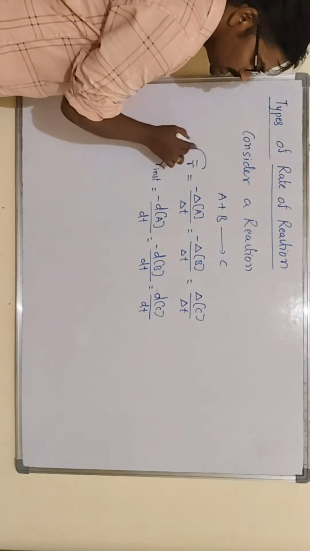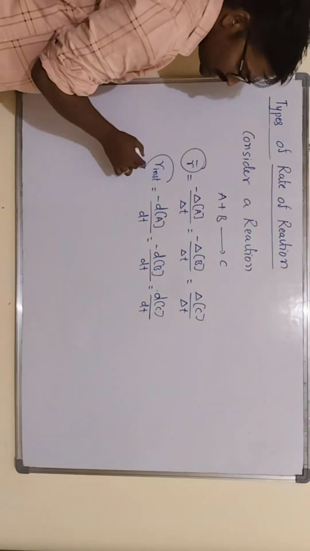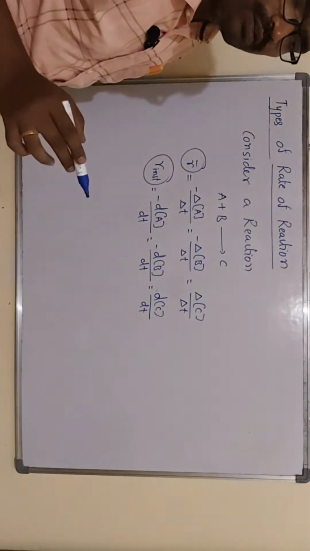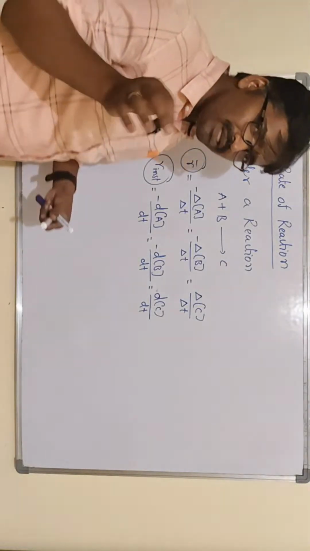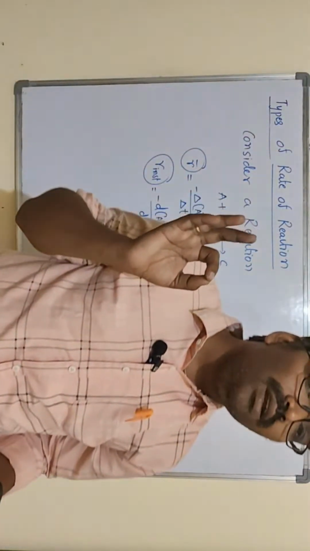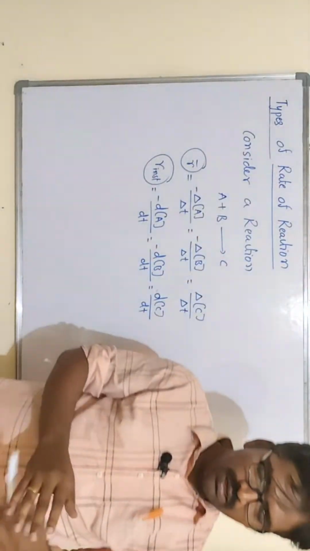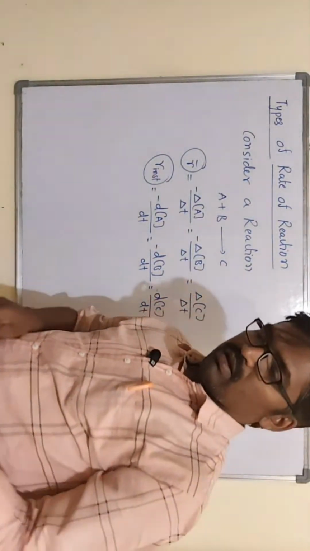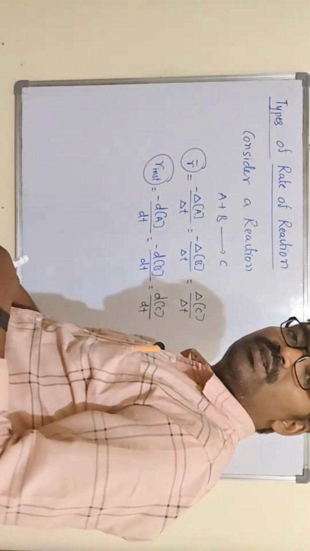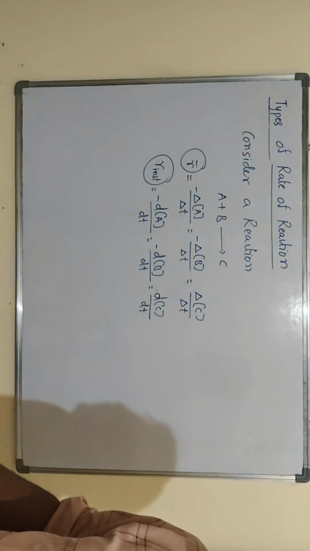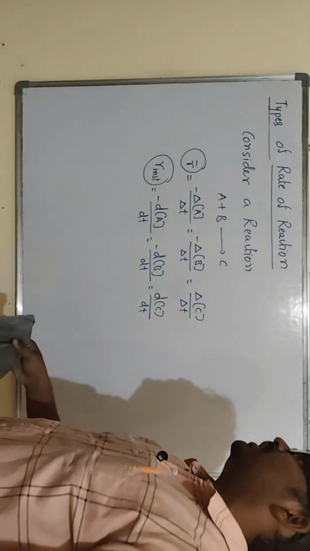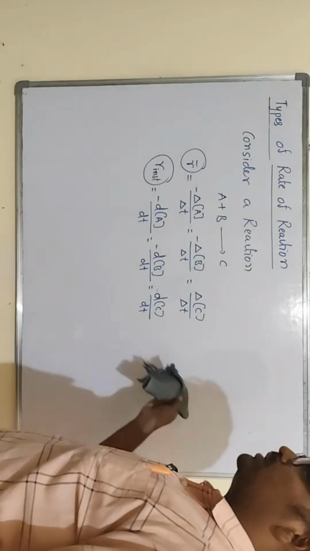So this is average rate of reaction, this is instantaneous rate of reaction, we can represent like this. How can you express the rate of reaction, that we'll discuss now for all the other reactions. But before going to the other reactions, we have to discuss the important points required to express the rate of reaction.